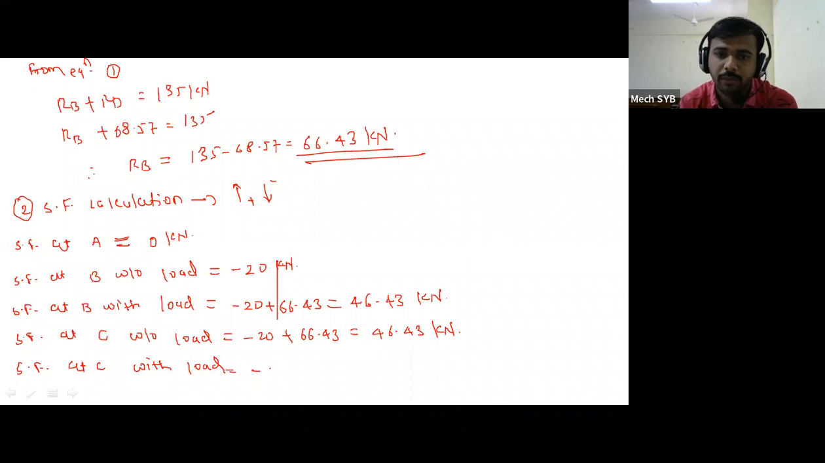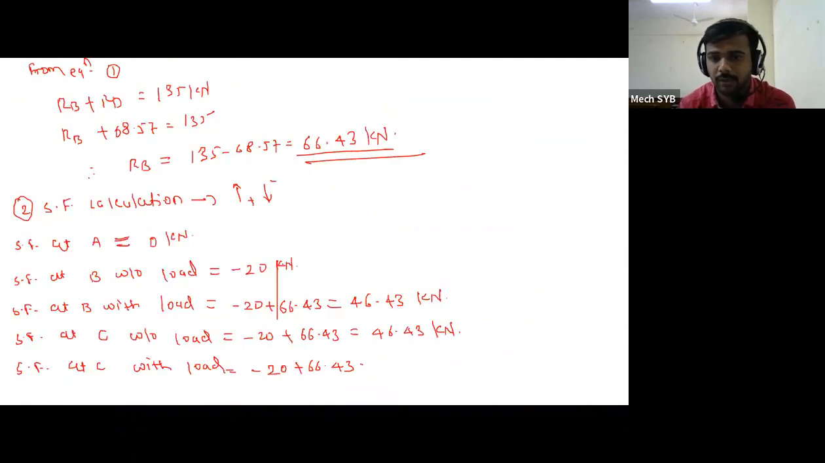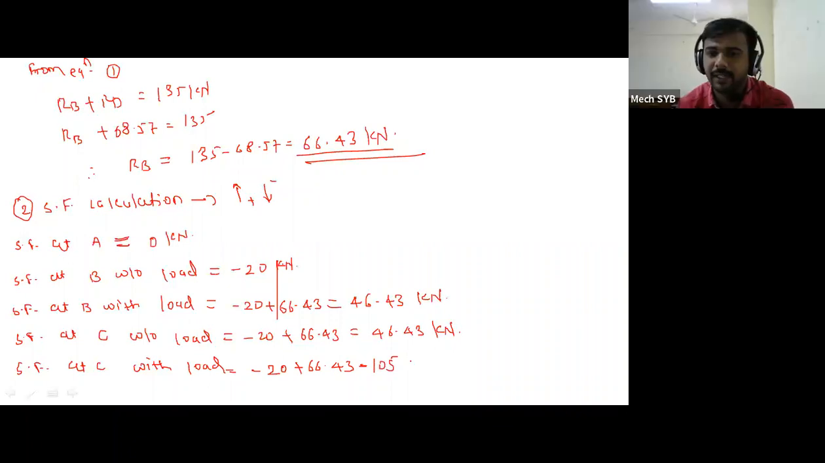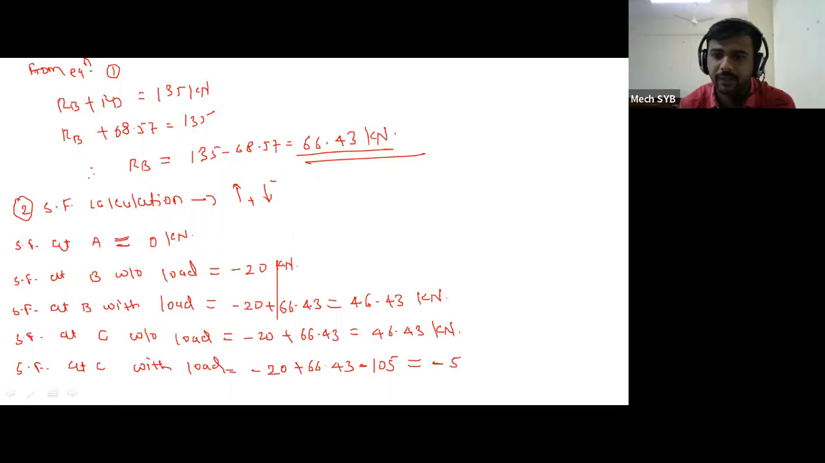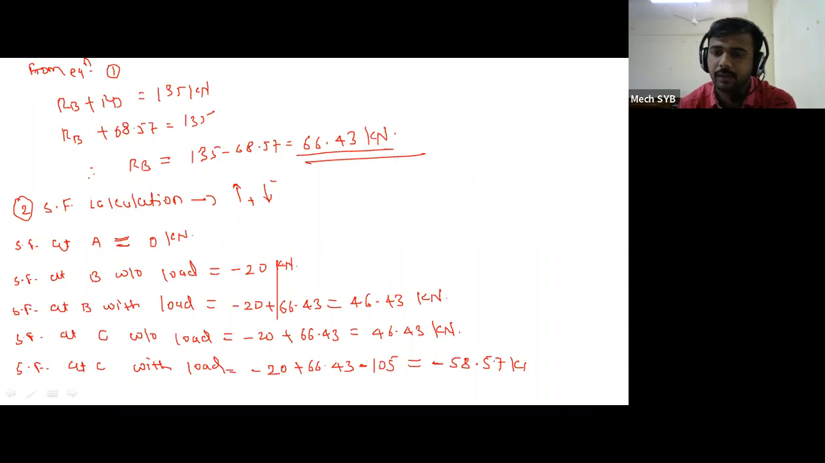Then next, SF at C with load means -20 plus 66.43, and now we have to consider the point load, means load applied at point C, that is 105. It is positive or negative? Negative. It is moving in downward, therefore it is -105. You tell me this answer. -58.57 kilonewton.